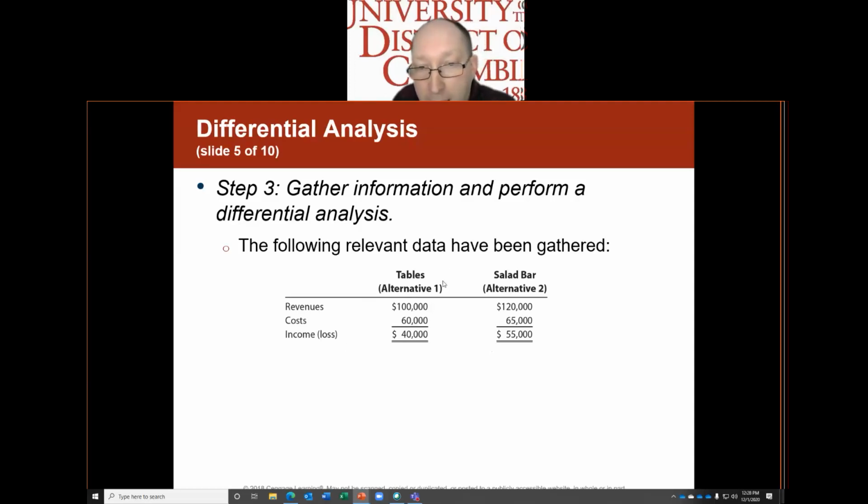So that's step 3. We've gathered our data and we performed the differential analysis. The difference here is alternative 1 yields me an income of $40,000. That's just keeping the existing tables. Let's say it's like 3 tables, okay?